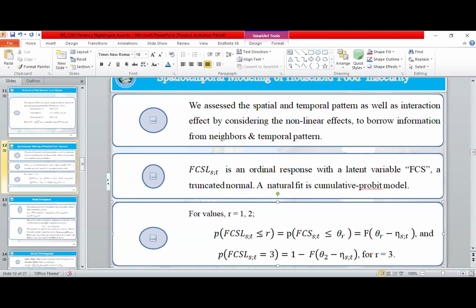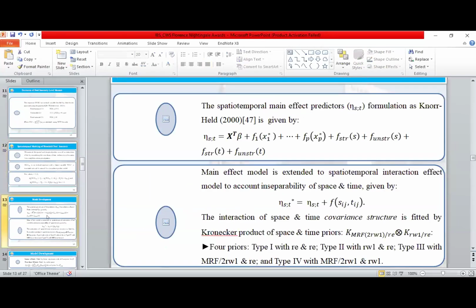And the modeling is given here. The CDF for the ordinal is equivalently expressed by the CDF of the continuous response, and it is equivalently expressed by the CDF of the residual, which is a function of the linear predictor and the cutoff point, where the linear predictor is estimated using the Knorr-Held formula as given here. That is the sum of the linear part, the nonlinear part, the spatial part, and the temporal part.